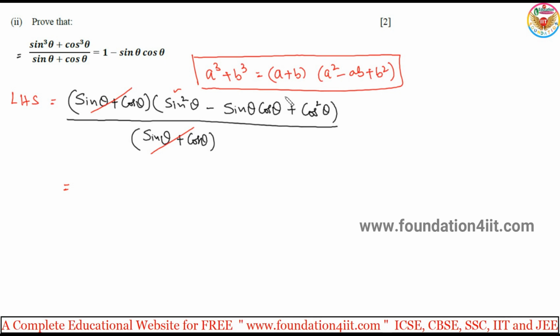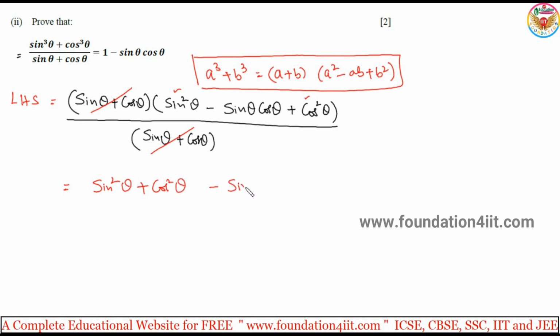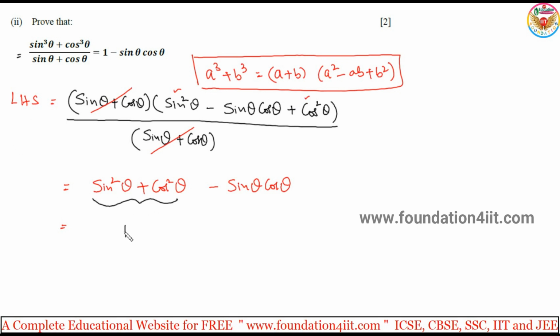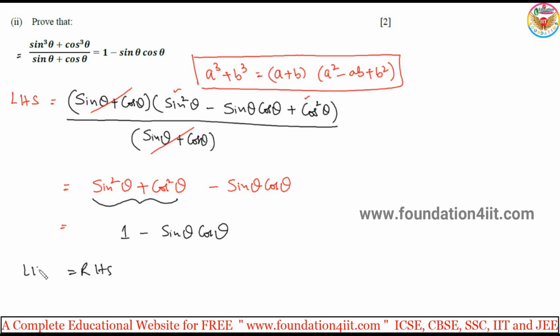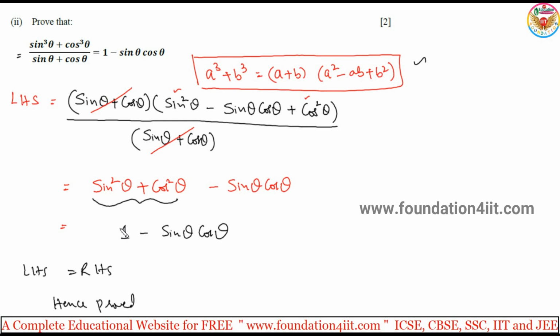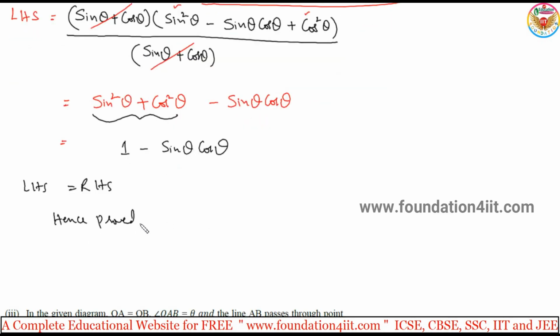Now write sine square plus cos square together: sine square theta plus cos square theta minus sine theta cos theta. And by the trigonometric identity, sine square plus cos square is 1. So 1 minus sine theta cos theta. That is the RHS. So from the left hand side LHS we got the RHS, hence proved. Only this A cube plus B cube formula and sine square plus cos square equal to 1, these two were applied in this problem to solve.